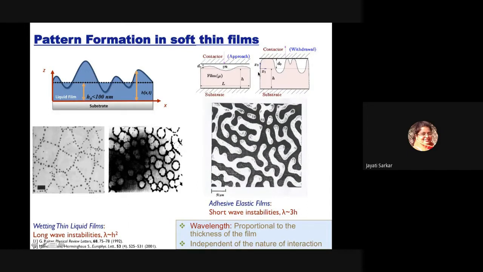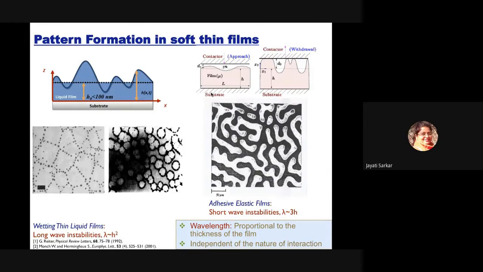Whereas in an elastic film, which is a soft film, when it is cast again on a substrate, there is no restriction on the thickness, it can be of micron size. But when a contactor is made to approach this film, then there is interaction from the top of the contactor that tries to deform the film, and there is the intrinsic elasticity of the film that tries to restore it.